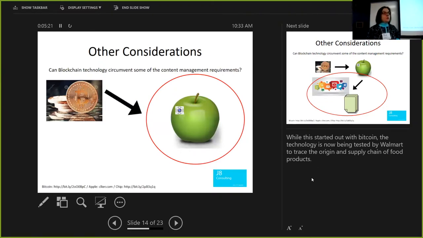So it started out with Bitcoin, as you all know, but it's now being tested by Walmart to track the supply chain of their fruit. I don't know if it includes anything else. So their tags have information on them that tracks where they go. Theoretically, you could scan it when you get it to your house and know that it was really grown in the US and it was received in New Mexico or wherever.